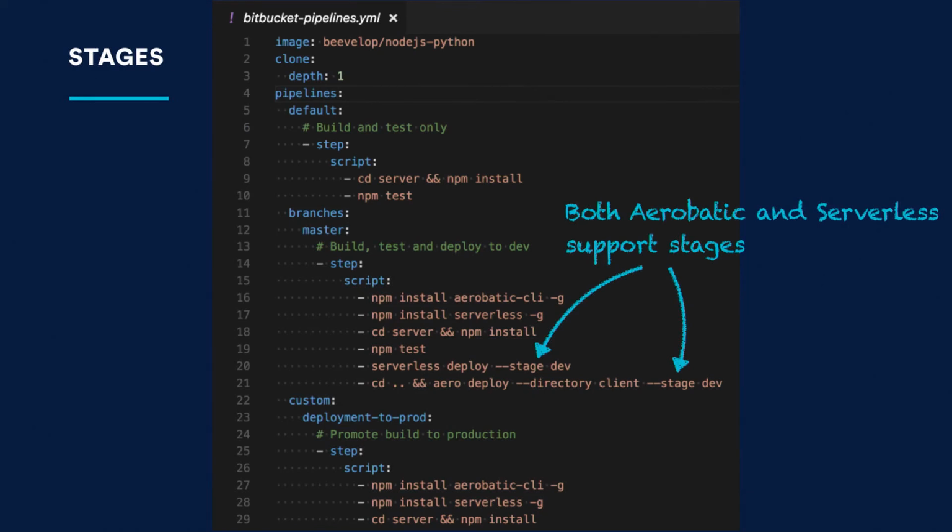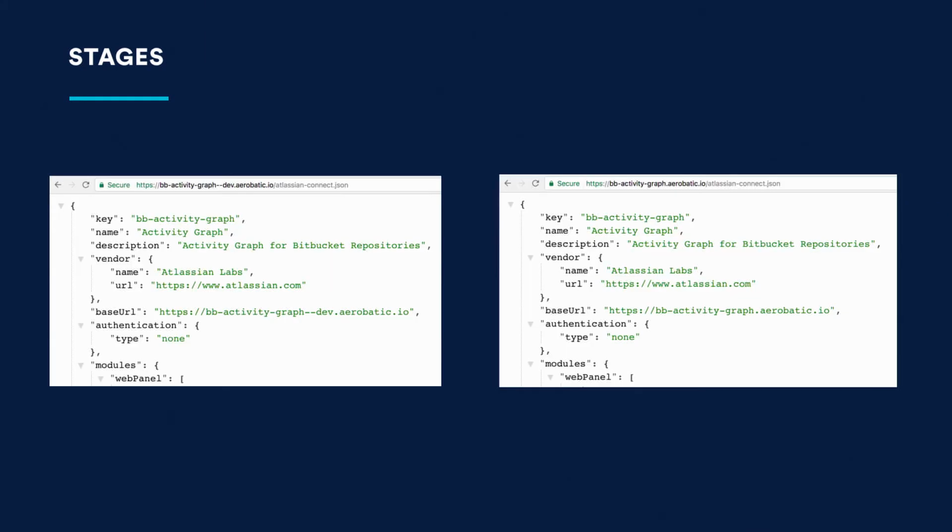The nice thing is also that both Aerobatic and Serverless support deploy stages, so that allows me to deploy to my dev environment or to my production environment by just specifying a command line parameter with my stage name. So now I have my build setup, so any commit gets tested, any commit to master gets deployed to dev, and my custom step actually deploys to production, so same steps as here without the stage parameters.